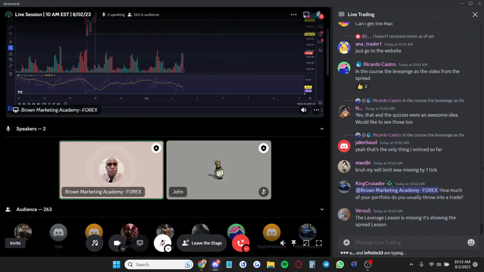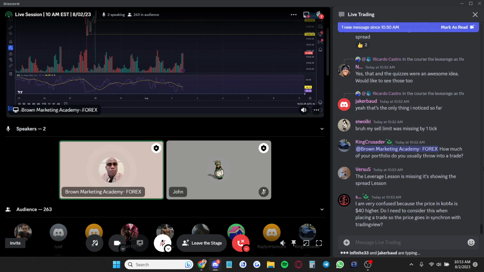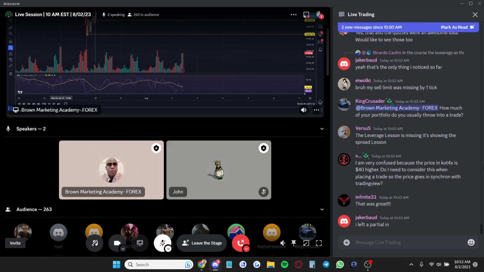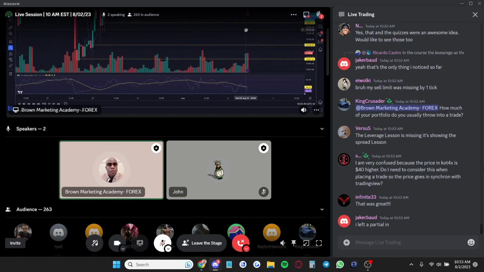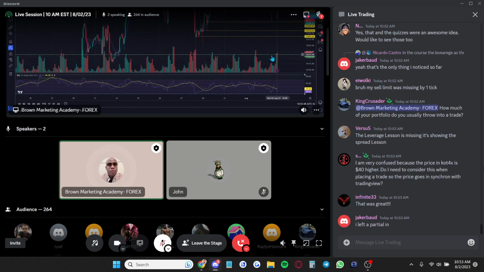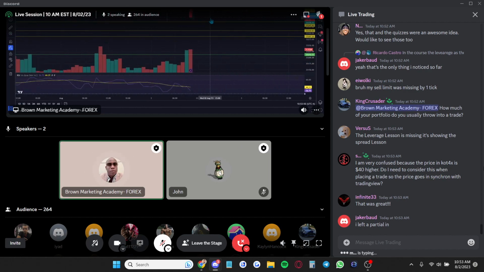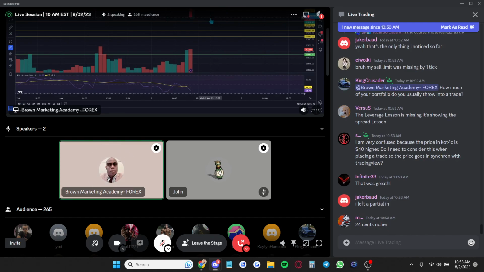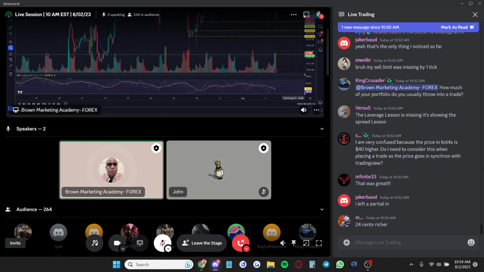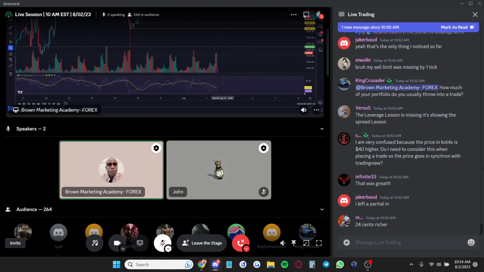How much I trade? I have two accounts. I trade on a funded account that I really only trade when there's big news, and then I have a personal account that I use for this. I think that one's around 10K right now, but funded is 100,000. As I said, I use my trading as just like my bank. 24 cents richer.